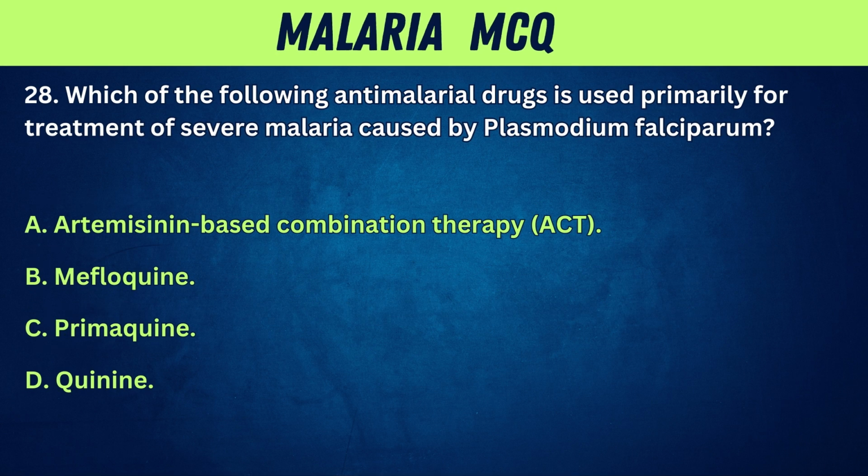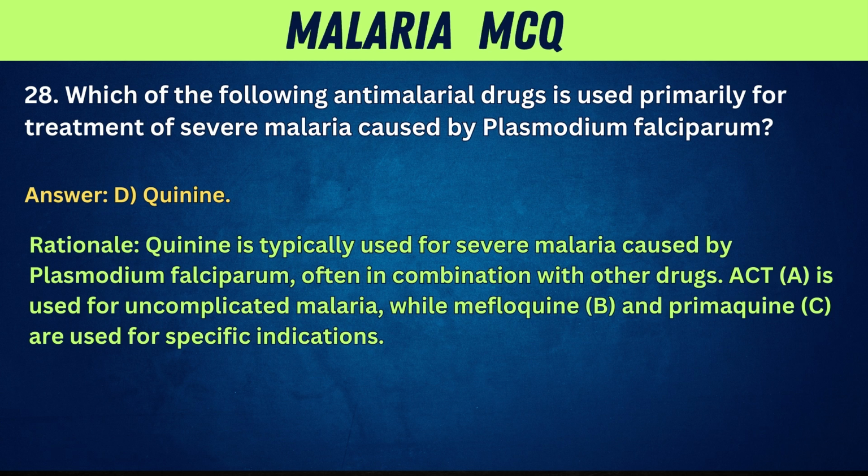28. Which of the following antimalarial drugs is used primarily for treatment of severe malaria caused by Plasmodium falciparum? A. Artemisinin-based combination therapy, ACT. B. Mefloquine. C. Primaquine. D. Quinine. Answer: D. Quinine. Rationale: Quinine is typically used for severe malaria caused by Plasmodium falciparum, often in combination with other drugs. ACT, A, is used for uncomplicated malaria, while mefloquine, B, and primaquine, C, are used for specific indications.